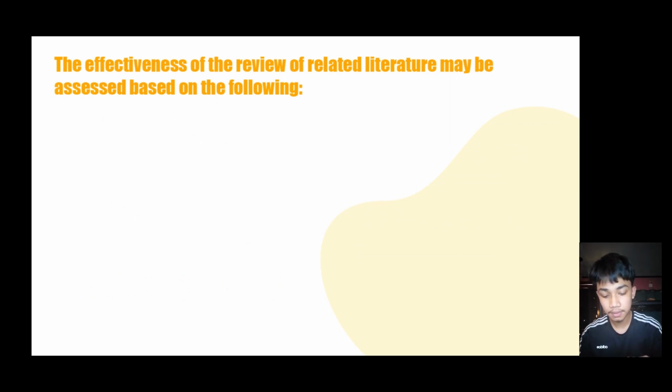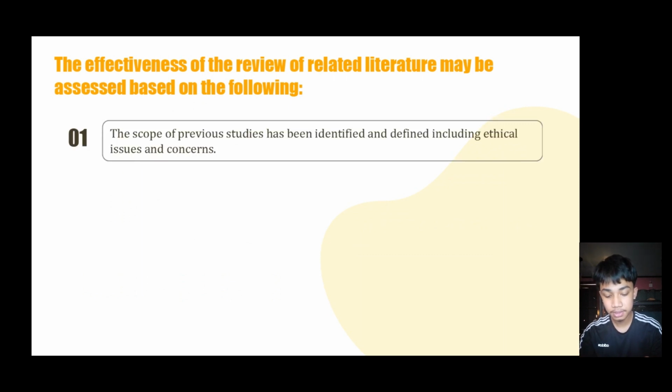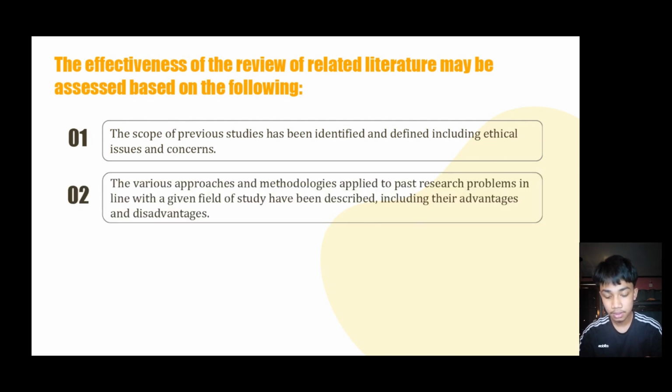The effectiveness of the review of related literature may be assessed based on the following. Number 1. The scope of previous studies has been identified and defined, including ethical issues and concerns. Number 2. The various approaches and methodologies applied to past research problems in a given field of study have been described, including their advantages and disadvantages.